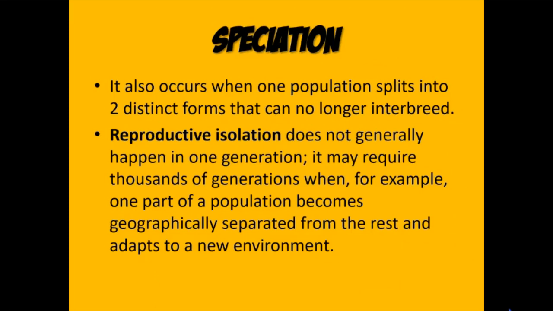Reproductive isolation does not generally happen in one generation. It may require thousands of generations when, for example, one part of a population becomes geographically separated from the rest and adapts to a new environment. Given time, it is inevitable that two populations that lived apart will diverge by mutation, genetic drift, and selection until eventually their genes are no longer compatible for successful reproduction.